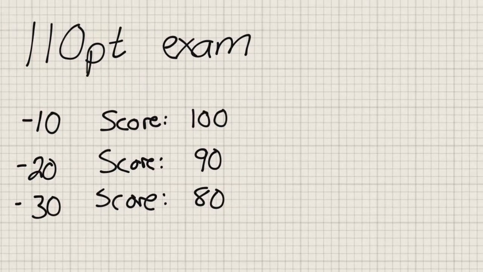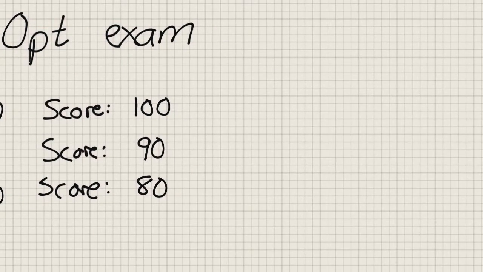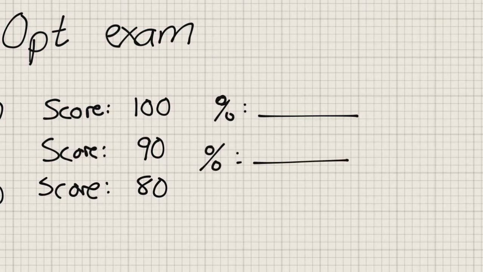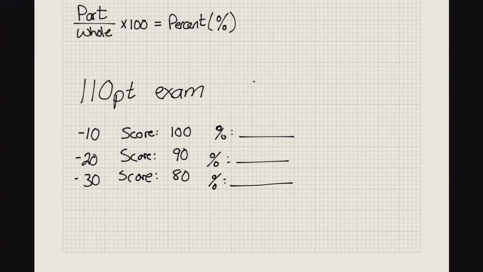Okay? Here's what I want you to do at your tables. I want you to tell me what the percent of each of these would be. Go ahead and do that for me right now. Take maybe a couple of minutes and just tell me, what do you think the percent would be for each of these? So if you got a score of 100 or a score of 90 or a score of 80, what would be your percent? Because we're trying to figure out, okay, where's the A range? Where's the B range? Where's the C range?